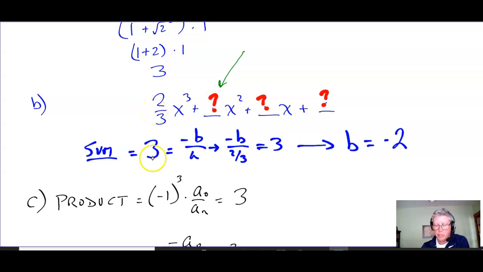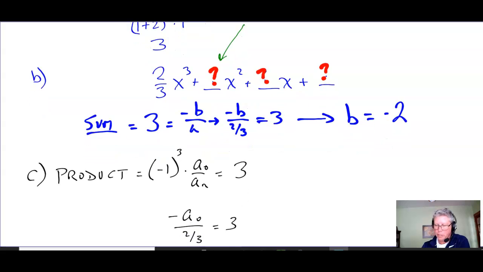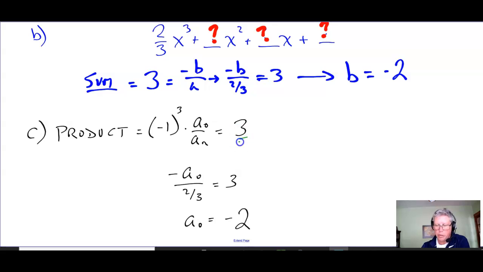So the sum of roots was 3. It's negative b over a, negative b over 2/3, and then we solve for b and we got negative 2. Just multiply both sides by 2/3. And then the product of roots we know is also 3, and that's going to be the constant term over the leading term. The constant term, we don't know what that is. We have a cubic, so it's negative, and we get negative 2 again. Lucky.